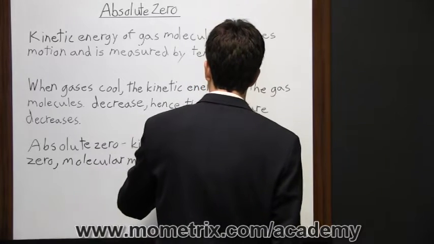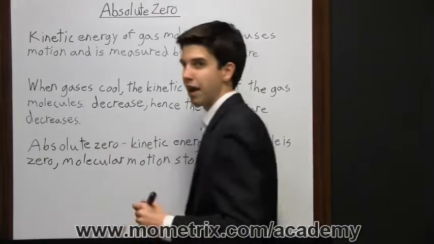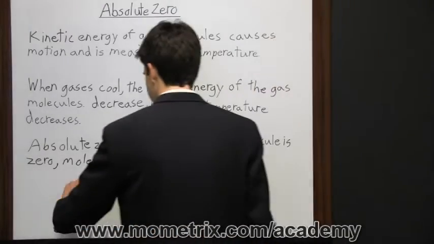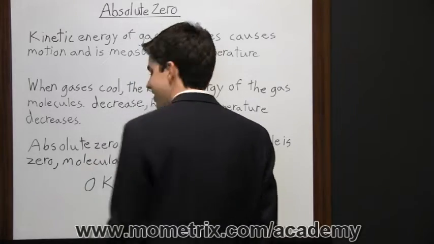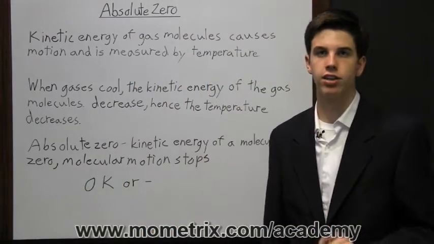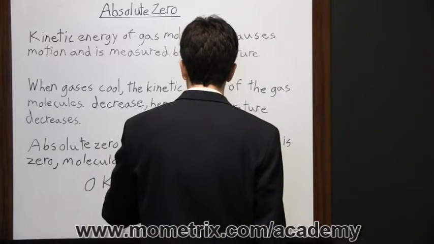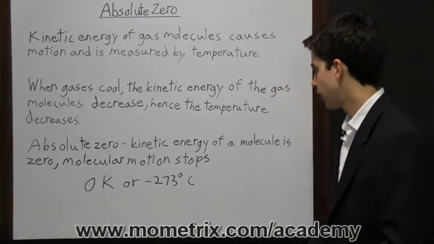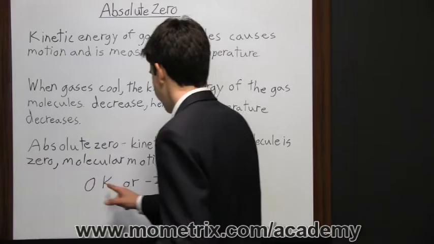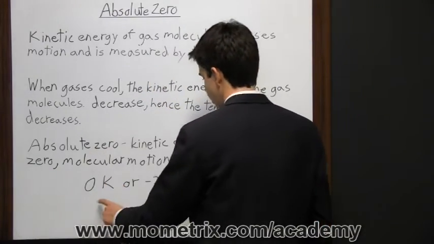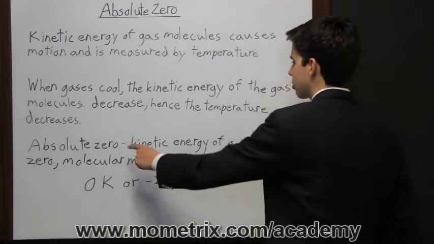And we measure molecular motion in temperature. So when molecular motion stops, we measure it in absolute zero, which is equal to 0 degrees Kelvin, K stands for Kelvin, or negative 273 degrees Celsius. Now, I didn't use Fahrenheit here because in science, we don't use Fahrenheit very often because that's not as important. So here we just have it in Kelvin or in Celsius. So 0 degrees Kelvin or negative 273 degrees Celsius is absolute zero.